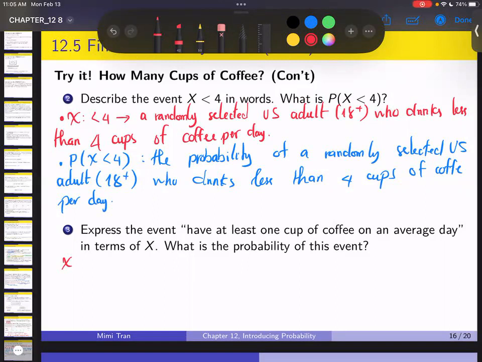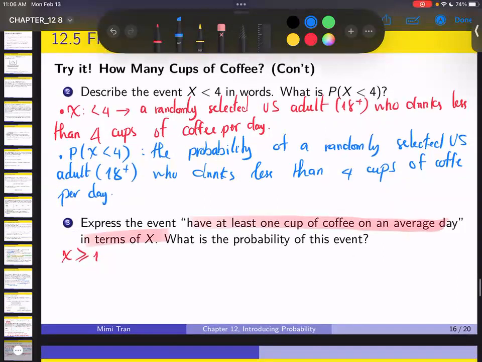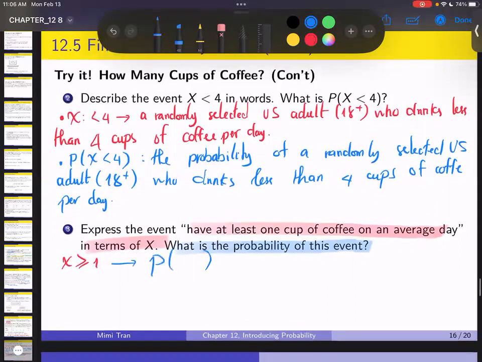If I say you drink at least 2 cups of water a day, it means either you drink 2 cups, 3 cups, or 4 cups. So the direction will be greater than or equal to. So X is at least 1 cup, so X is greater than or equal to 1. And if I want to turn this into a probability, all you have to do is add a capital P in front of it. So P of X greater than or equal to 1.